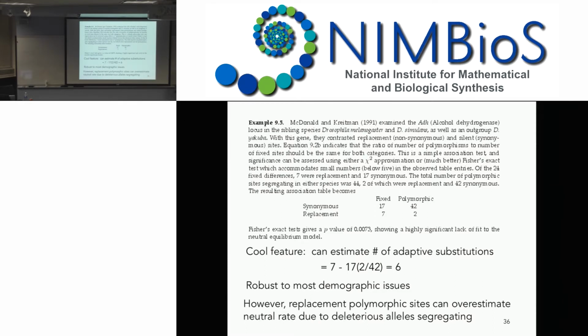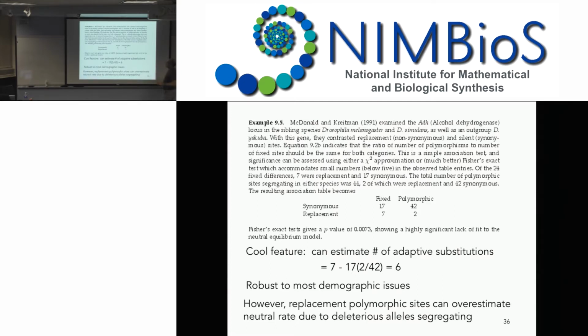So here is the original paper. It's a very cool paper. 1991. Kreitman was 1999 or 2000, I guess I mentioned. He examined ADH, alcohol dehydrogenase, in melanogaster and in simulans. He had a small sample, I think it was 11 alleles for melanogaster, and he compared melanogaster and simulans. He saw 24 fixed differences, 7 were replacement, 17 were synonymous. He saw 44 polymorphic sites segregating, 2 of which were replacement, 42 were synonymous.